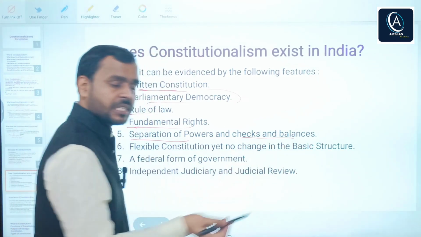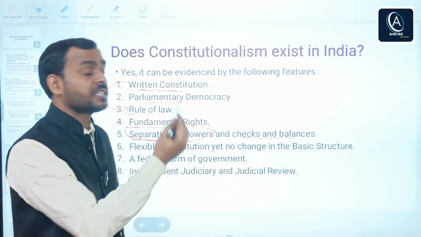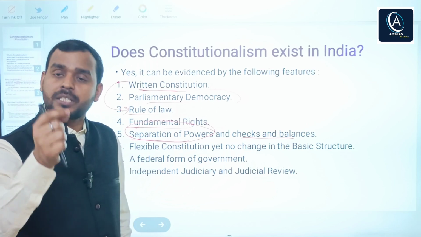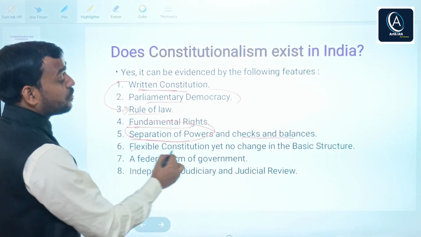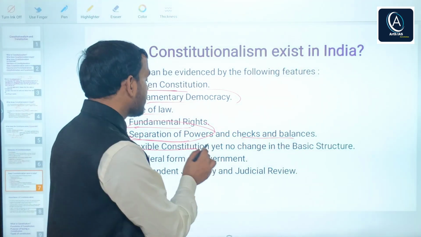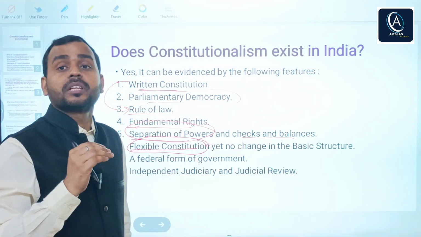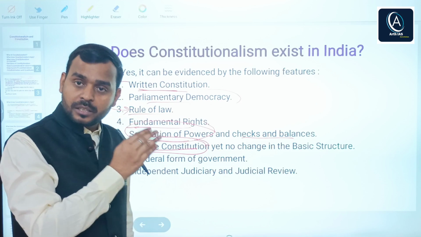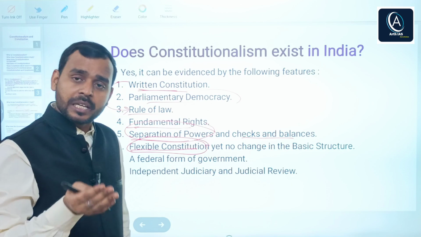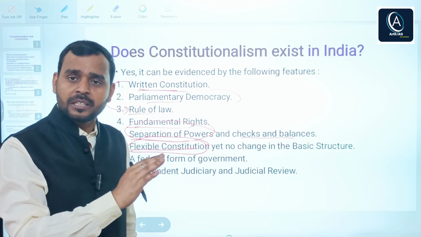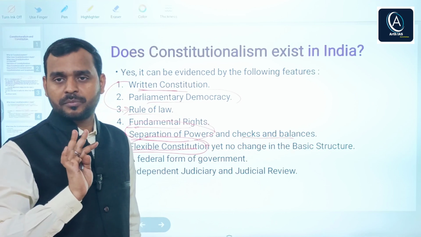Separation of powers and checks and balances. Obviously, I told you, where there is separation of powers, there should be checks and balances. Otherwise, it will lead to concentration of power in the hands of one organ of the state, right? Flexible constitution, right? Listen, flexible. Why flexible constitution? Because the constitution should be amended as per the changing demands of society and people, right? For example, the Indian constitution is flexible as well as rigid, not completely flexible like Britain, not completely rigid like the US constitution, right? It is a blend of both, right?